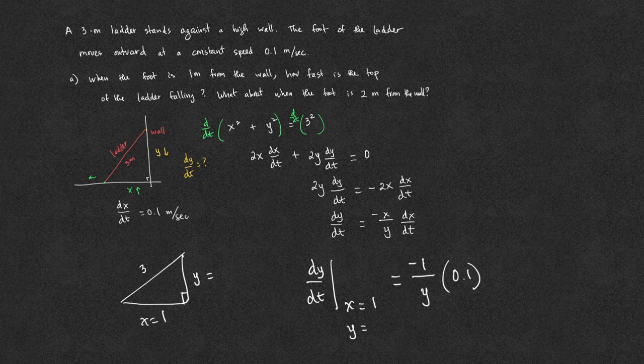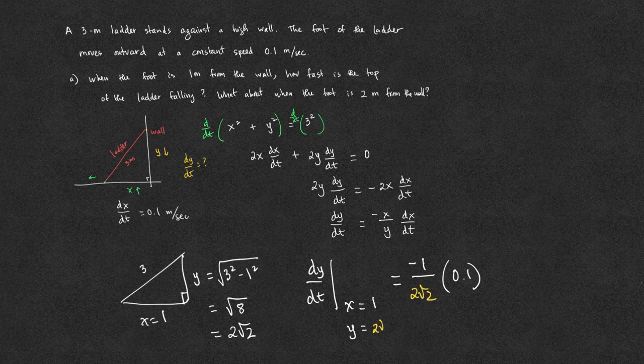Y in this particular case is the square root of 3 squared minus 1 squared. No need to take the negative value because this is a dimension. And so we end up with the square root of 8. 3 squared is 9. 9 minus 1 is 8. And this is 2 root 2. And so the y that we need in this expression is therefore 2 root 2.